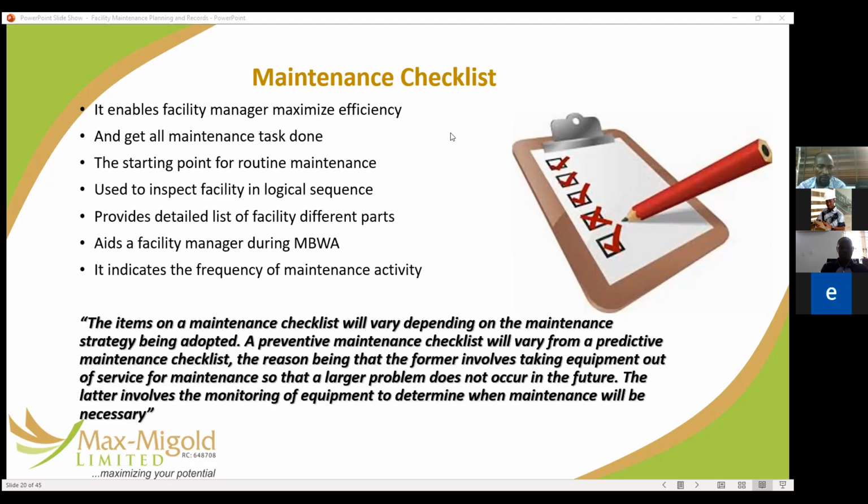It provides a detailed list of the facility, different spot paths. It also aids the facility manager during MBWA. Your MBWA is called management by wandering around or management by walking around. MBWA, management or maintenance by walking around or wandering around.